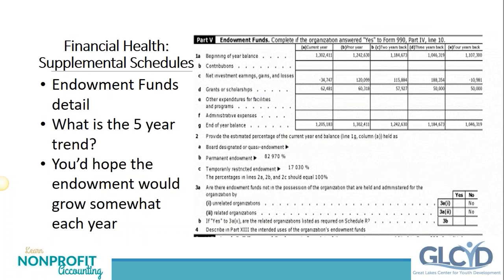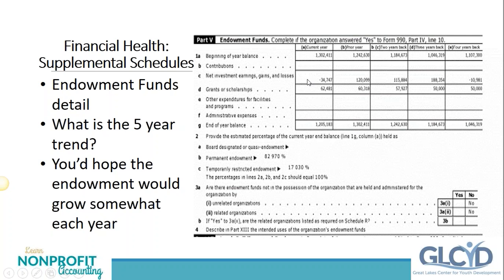Now, this is in the supplemental schedules, and I forgot to put what schedule this is, but anyways, it's part 5 of this particular supplemental schedule. So this is where the endowment funds detail is, and notice it's over a 5-year period, which is awesome. So you can see that in this particular nonprofit, the endowment has been growing pretty steadily over the past 4 years, and then it did dip, right?